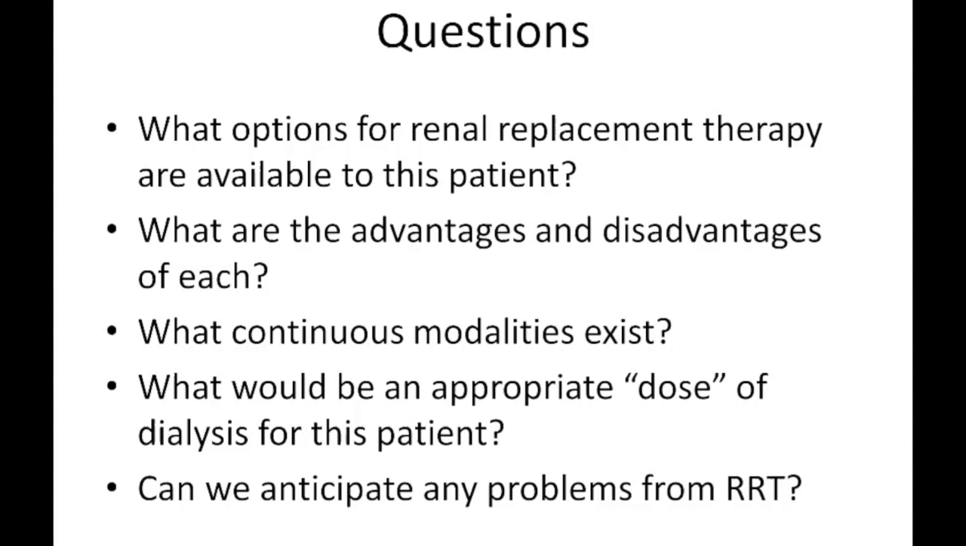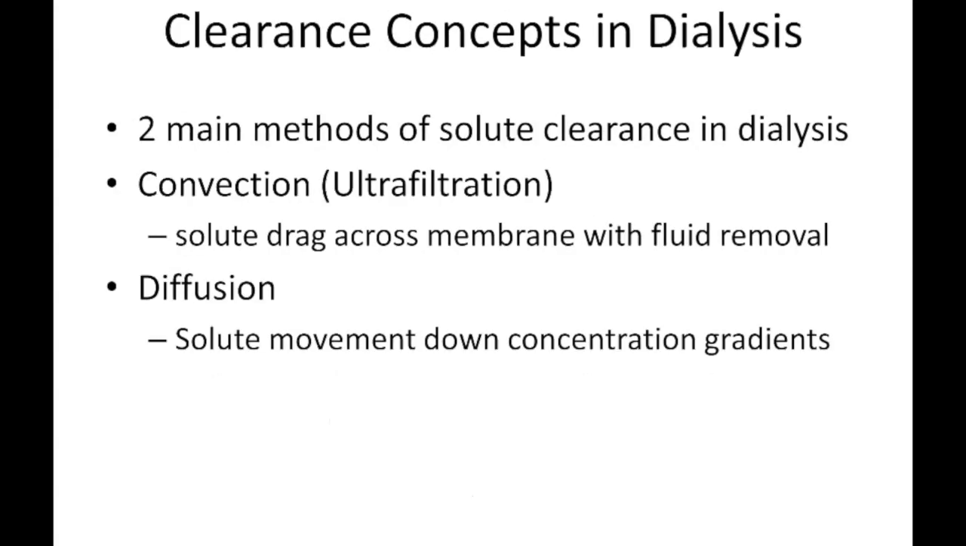So, questions that we ask from the nephrology side is, what kind of things can we provide in terms of therapies? Why would we choose one over the other? Continuous modalities, as we said. How do we dose our renal replacement therapy? Meaning, how do we know what degree of dialysis to give? And there's a number of ways to think through that. We'll talk a little bit about that in this talk. And what kind of troubleshooting problems can we maybe anticipate?